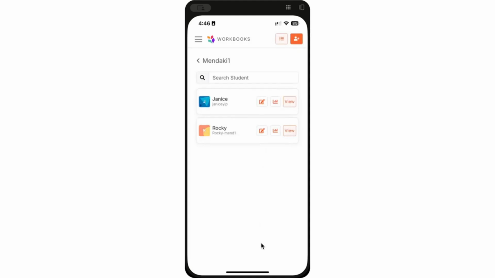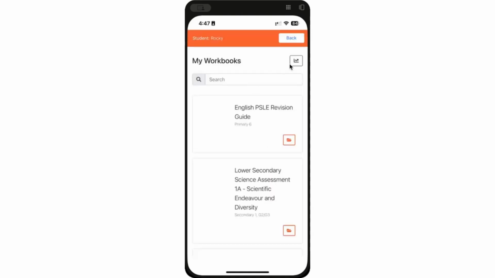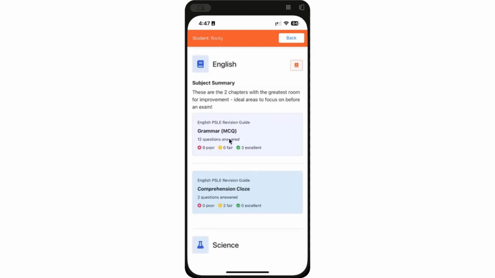Usually that is completely out of sight. And if someone says to you, "I would love to know what I should study for my exam tomorrow," you quite often have to look back and think, "I've got no idea what you have to study. There's so many pages, there's so many students, I can't see through the data." This is a case of saying, "Rocky, let's have a look." At the moment, if I were you, I would start looking into these 2 topics. The grammar, 12 questions were answered, you did 9 poorly. I would go back to the English PSLE revision guide and focus on these pages.